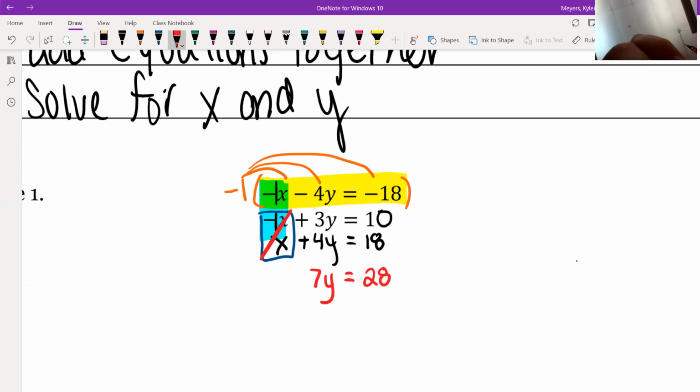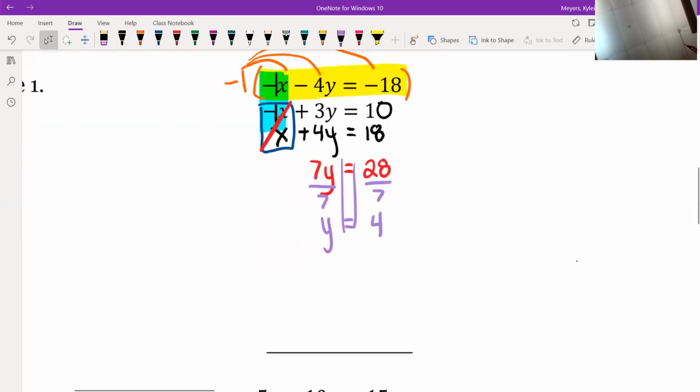So now I need to solve that equation, right? And I solve that by just dividing by 7. So I get y equals 4. So now I have part of my answer, right? Because my answer has to be an ordered pair. So I have y equals 4.